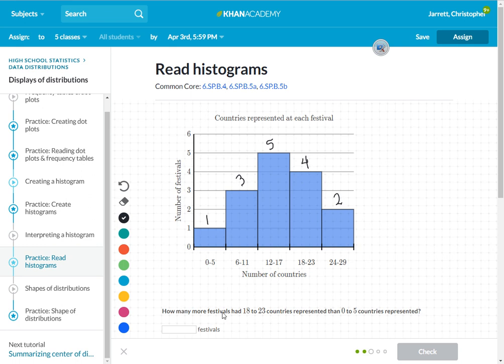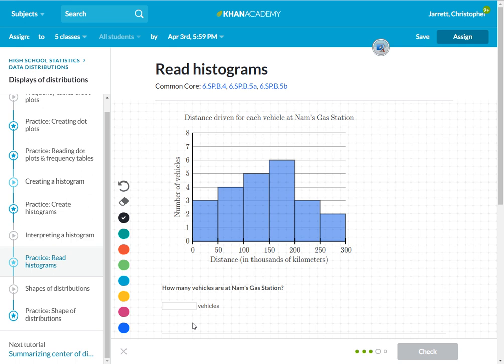So how many more festivals had 18 to 23 countries represented than 0 to 5 countries? How many had 18 to 23? There were 4 right here. So there were 4 here. How many had 0 to 5? There was only 1 that had 0 to 5. So there's 1. How many more is 4 than 1? The answer is 3. 4 minus 1 gives you 3. So my answer is there are 3 more festivals that had 18 to 23 countries than 0 to 5. So it's really just a matter of paying attention.